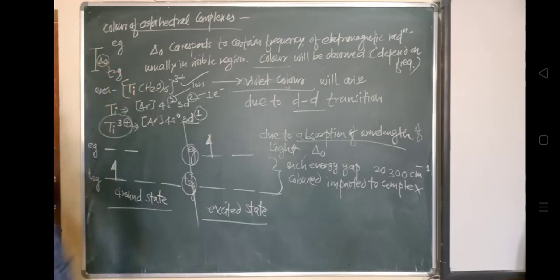So that is the color of the octahedral complex. In the next lecture we will see about the tetrahedral complex. Okay, we will look at the tetrahedral complex.